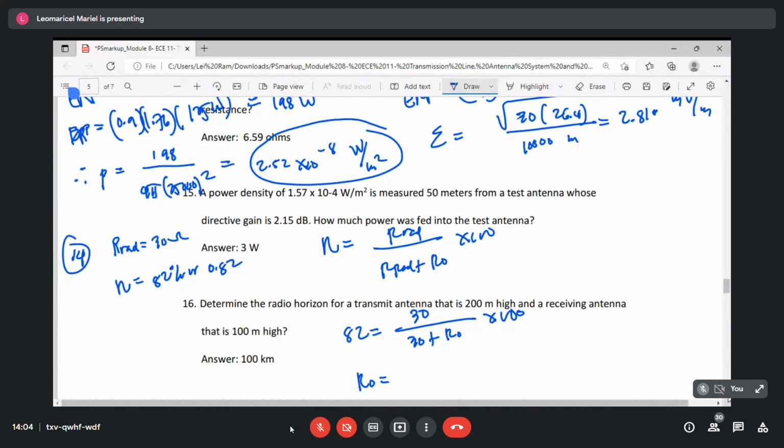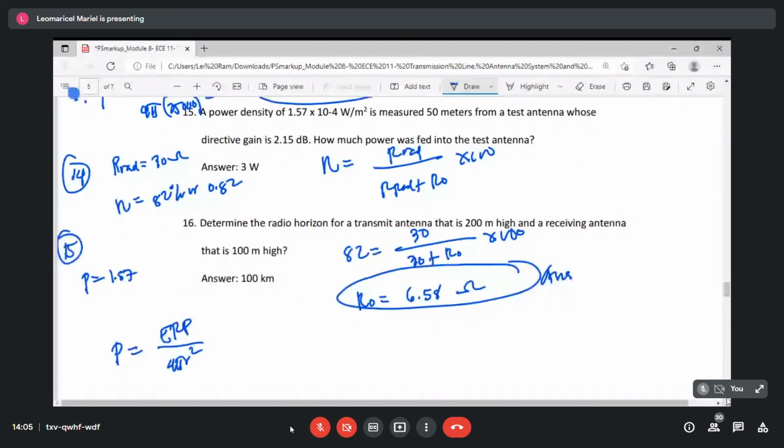Okay, number 15. A power density of 1.57 times 10 to the negative fourth is measured 50 meters from the antenna test with the gain of. So, ang power density mo is equals to ERP over 4 pi R square, di ba? So, yung power density binigay siya na 1.57. So, this is number 15, no? 1.57 times 10 to the negative 4 watts per square meter. Ngayon, ang layo niya, 50 meters daw.